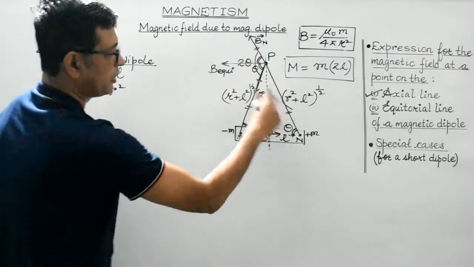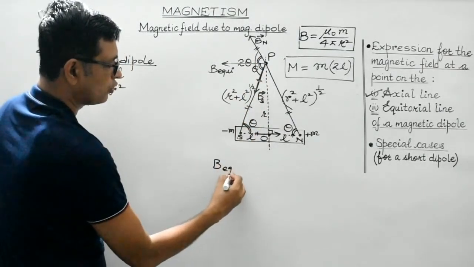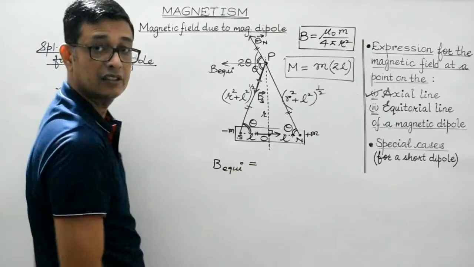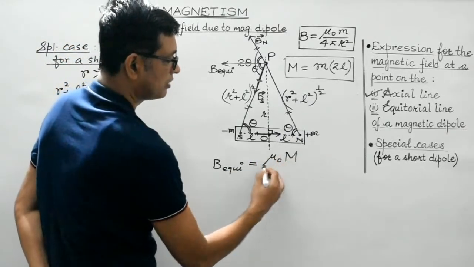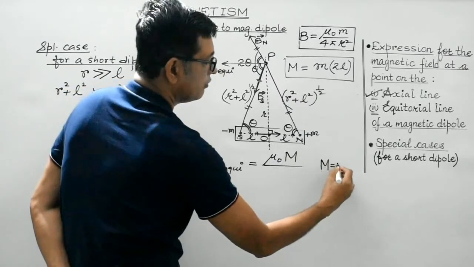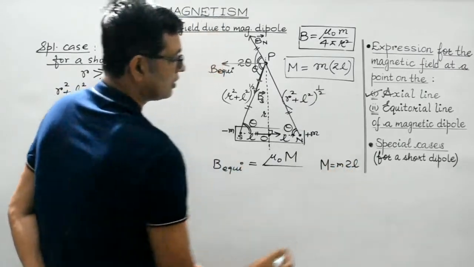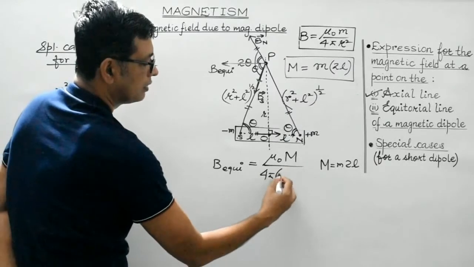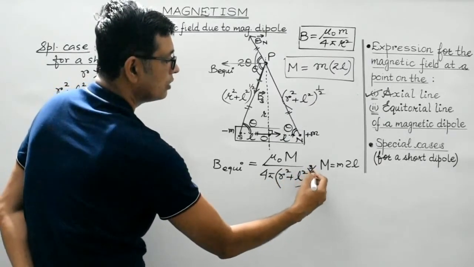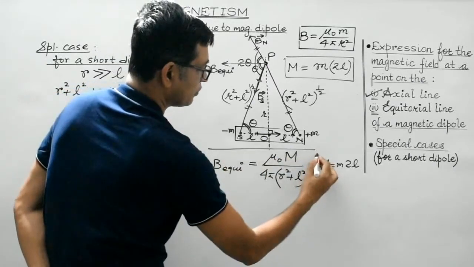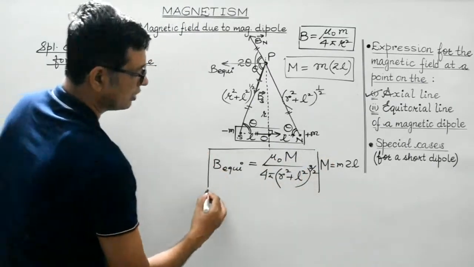Now what was the expression for B equatorial? Let me write it over here. It is mu naught M, where M is the magnetic moment, which is M into 2L, divided by 4 pi (r square plus L square) to the power 3 by 2. This was the expression for B equatorial.